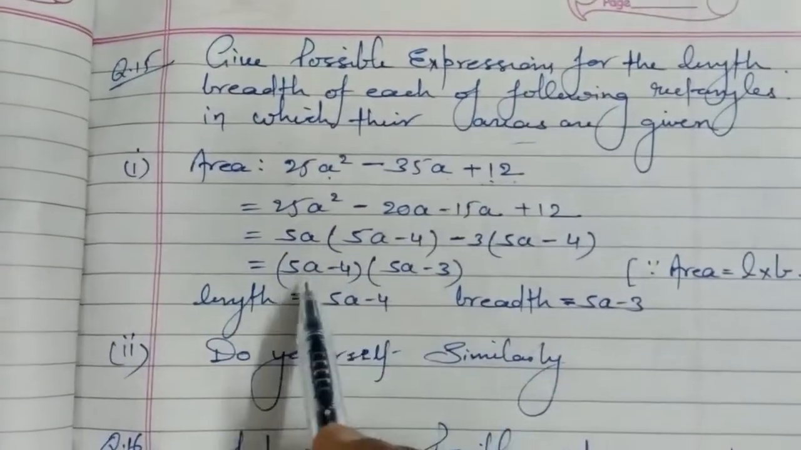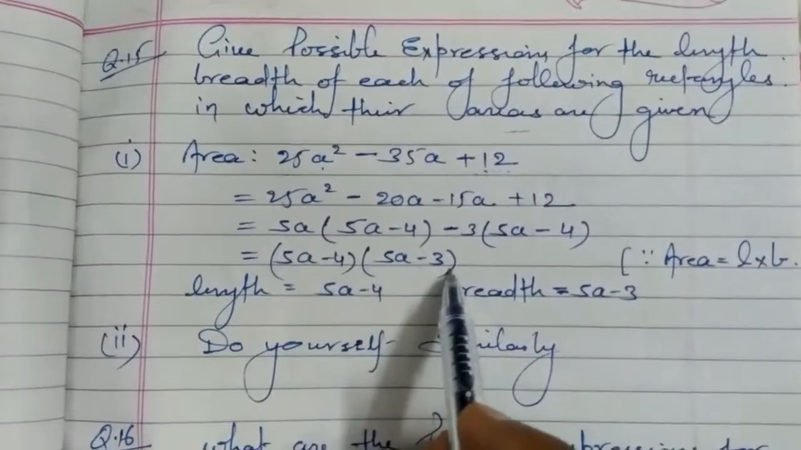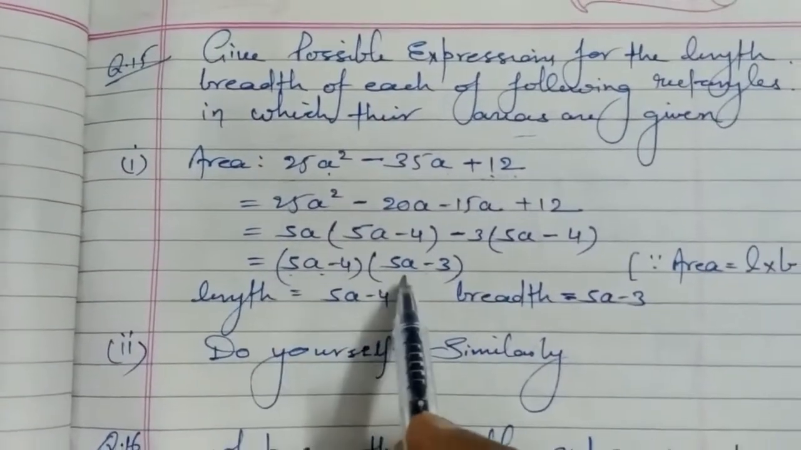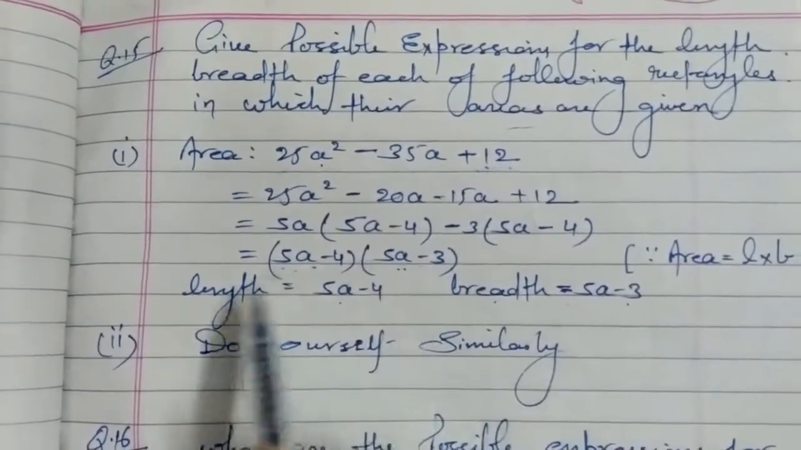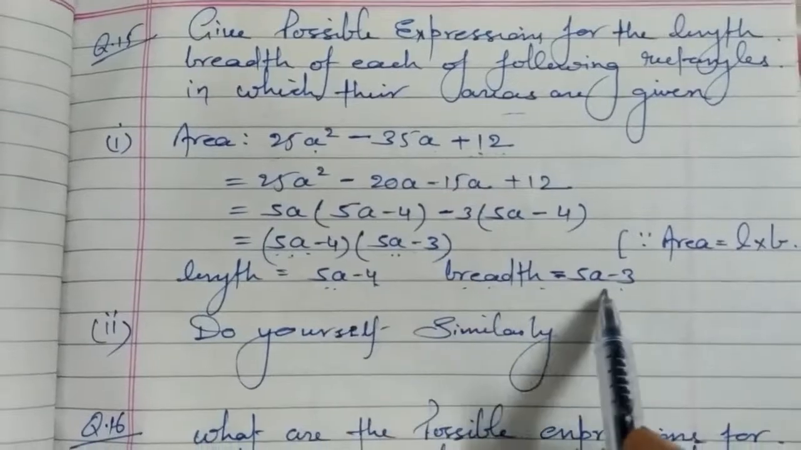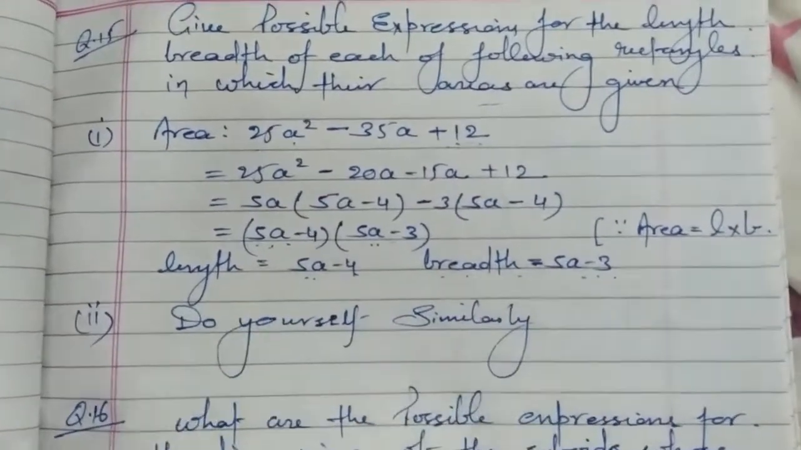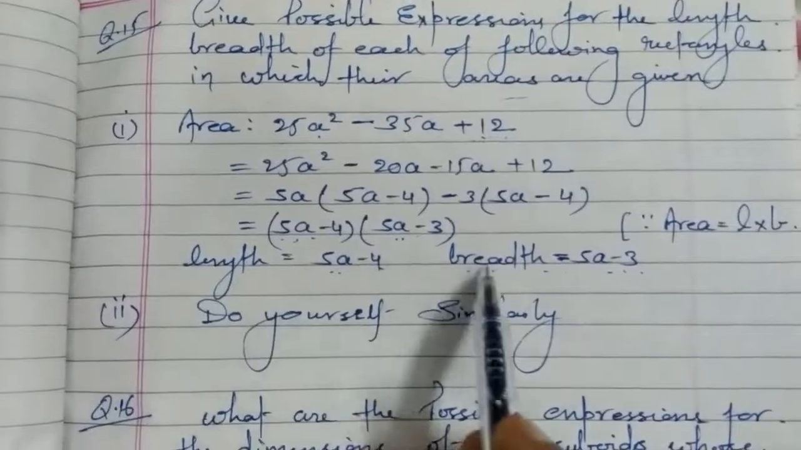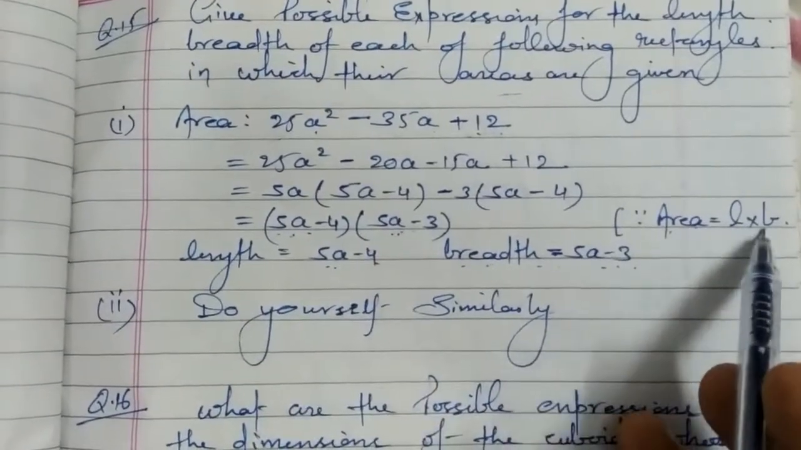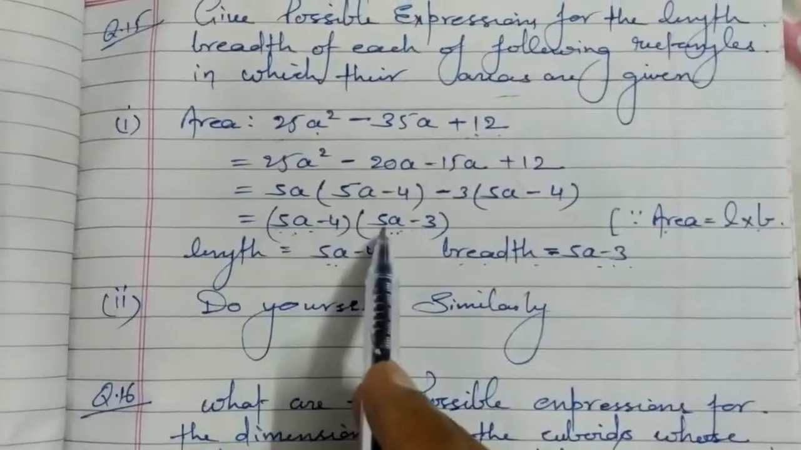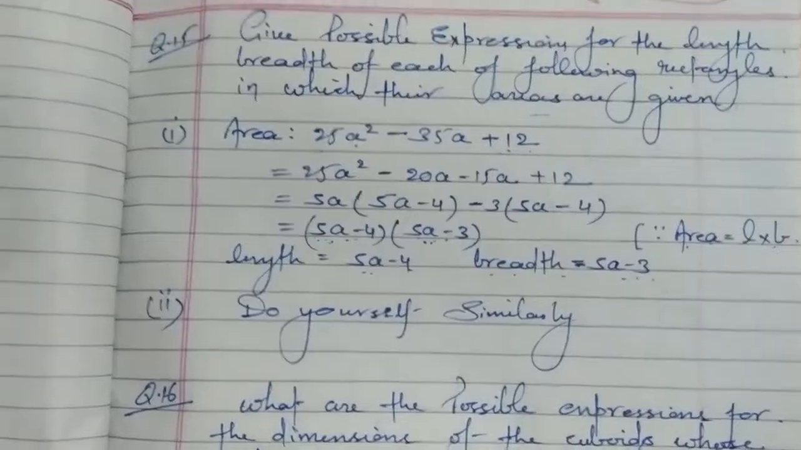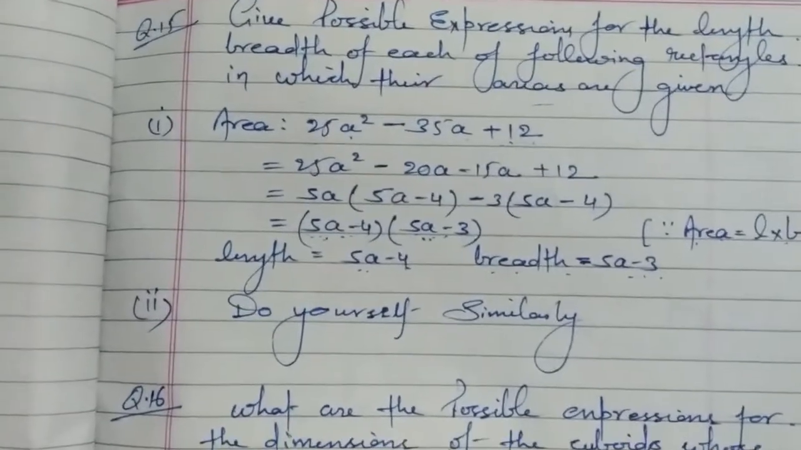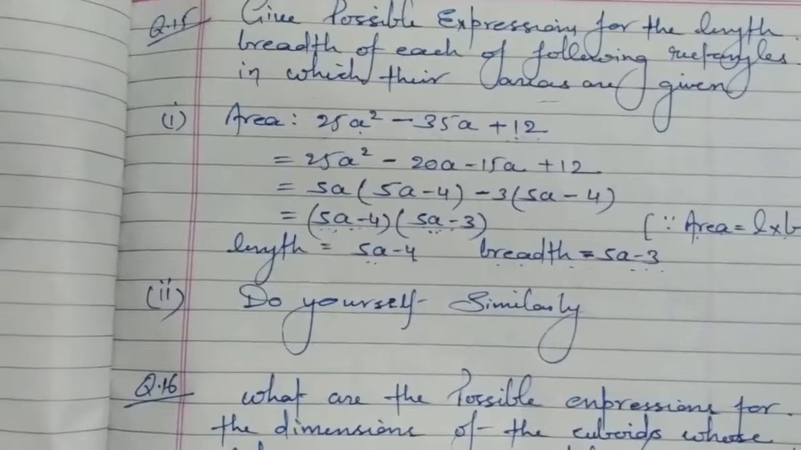When you factorize it, you will get 5a minus 4 and 5a minus 3. Either of these may be your length, and the breadth may be the other one. We have taken length as 5a minus 4 and breadth as 5a minus 3, but you can interchange them also. Why have we taken length and breadth from this? Because you know area equals length into breadth. So we have got the area equal to this, which means any one of these will be either length or breadth. Fine. So this is our answer. Second part you do yourself. You just factorize the given polynomial and then you will find the length and breadth.